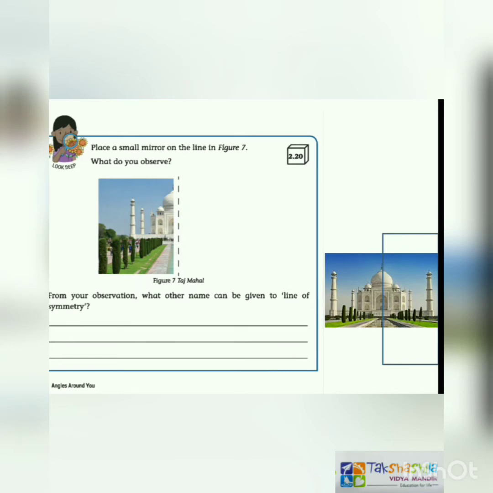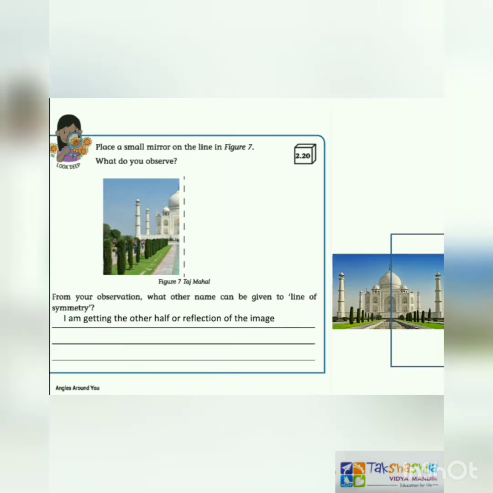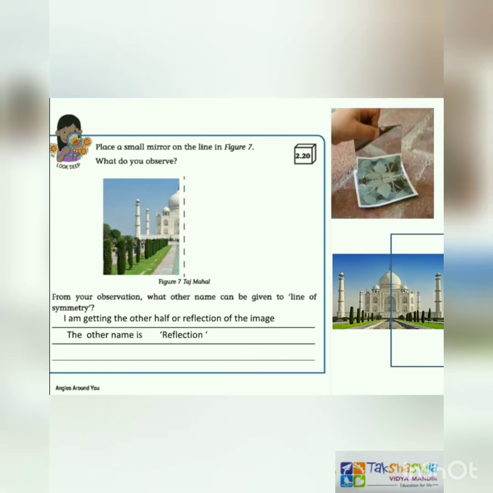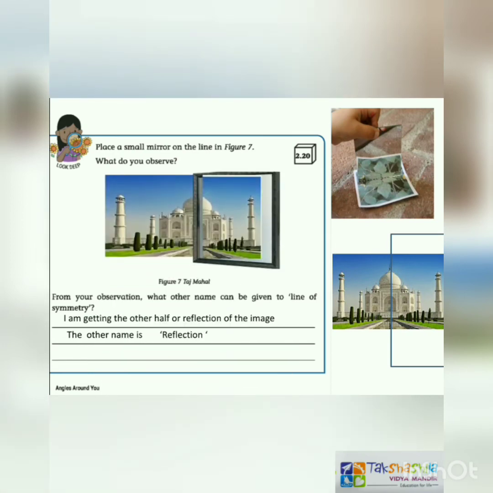On the same page, we are going to do Look Deep 2.20. Place a small mirror on the line, and here we have the line of symmetry. By placing a small mirror, we will get the other half, right? The question is, from your observation, what other name can be given to the line of symmetry? I am getting the other half or reflection of the image, so I am giving the name reflection, and you can also give a name of your choice. Here I just place the mirror, and like this you can also give it a try at home.